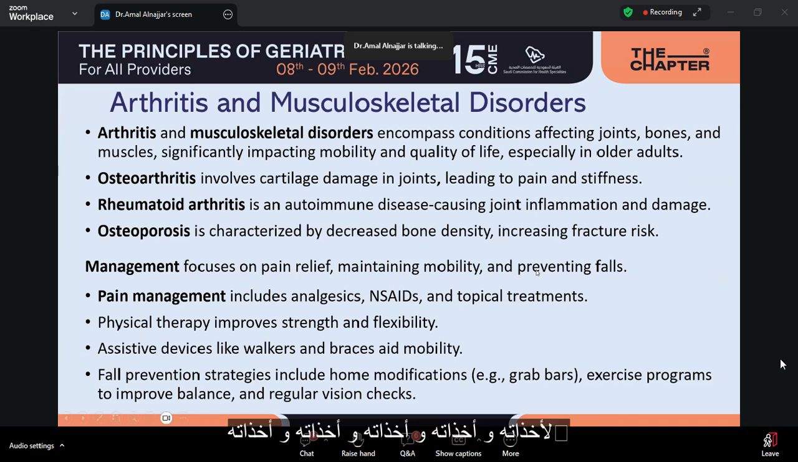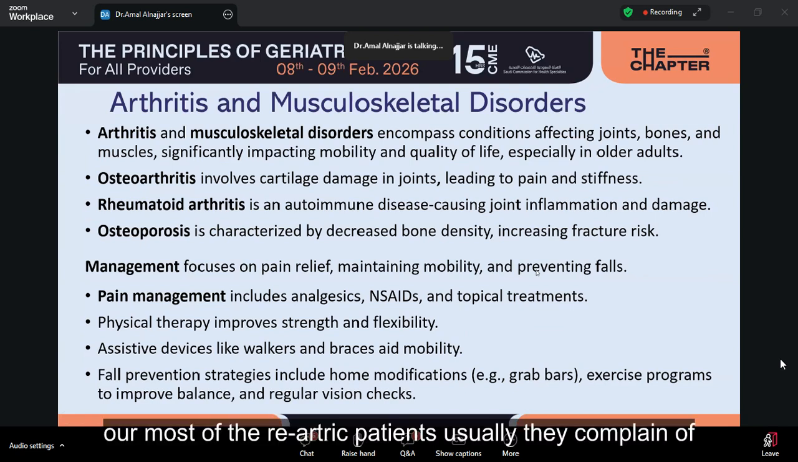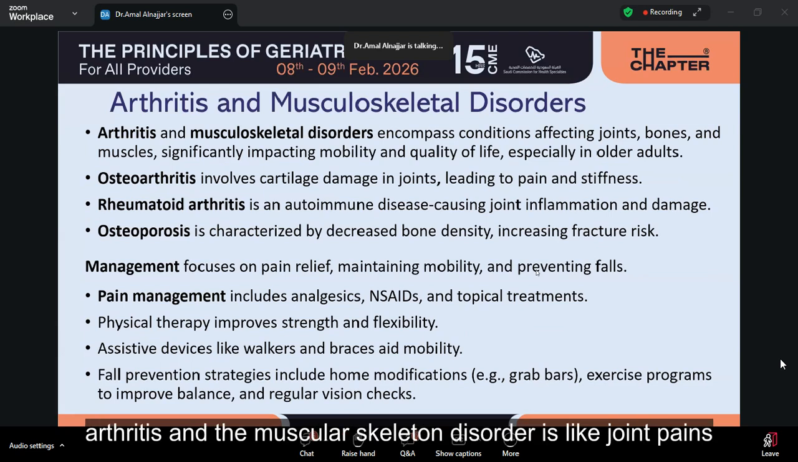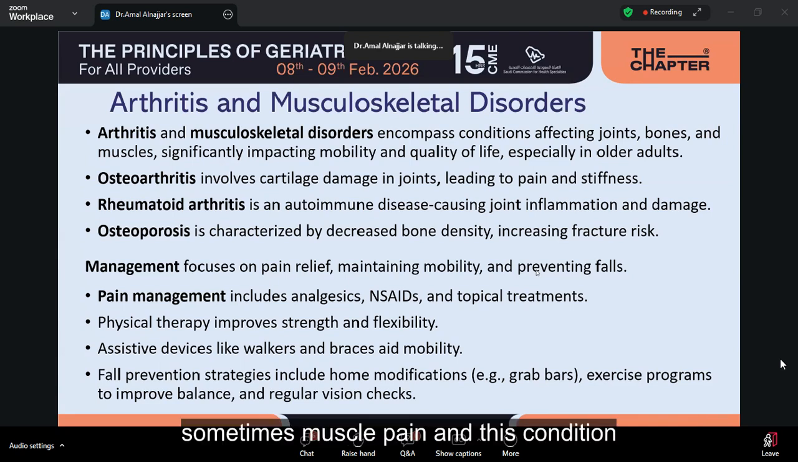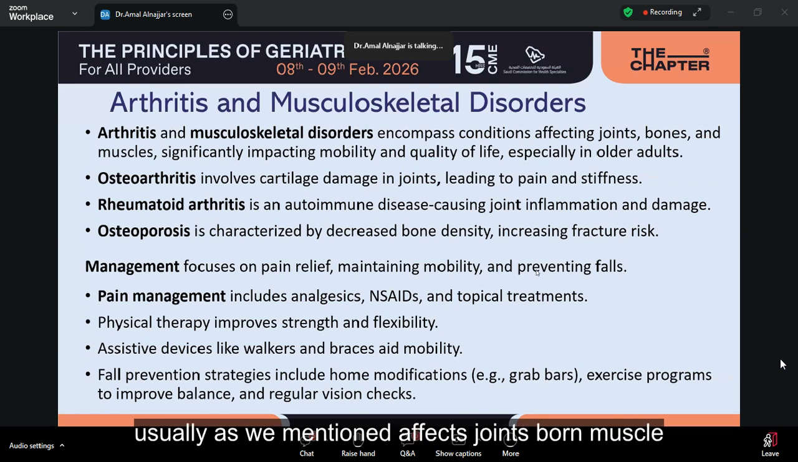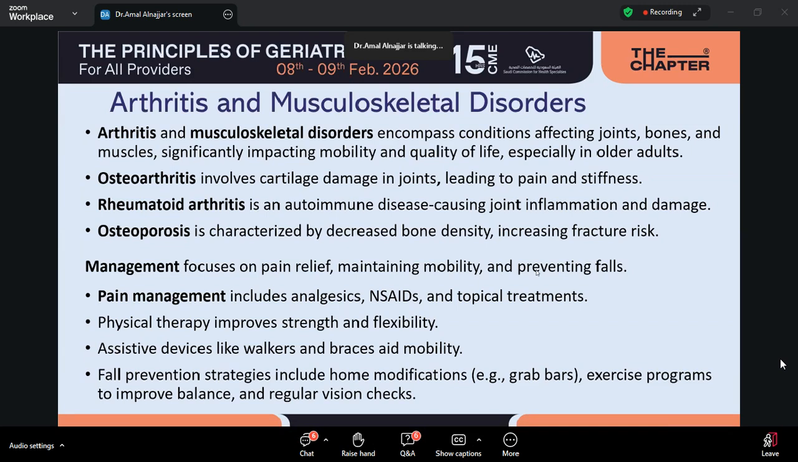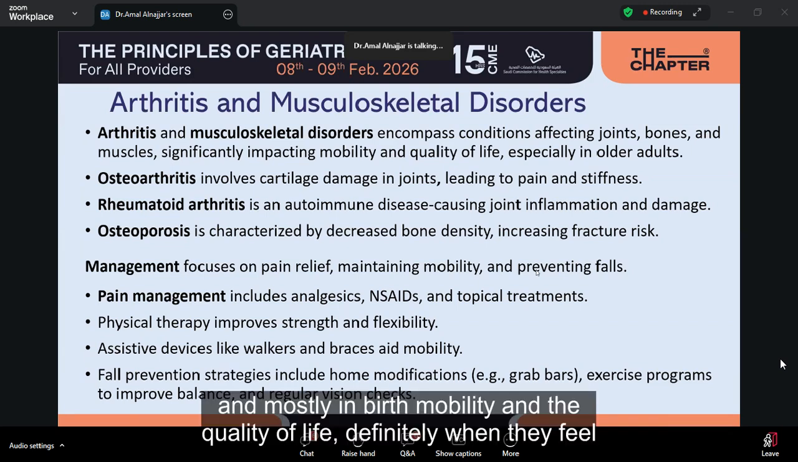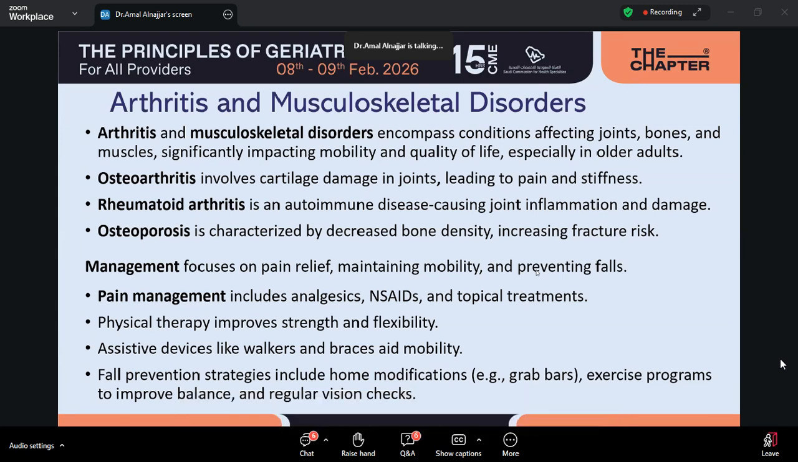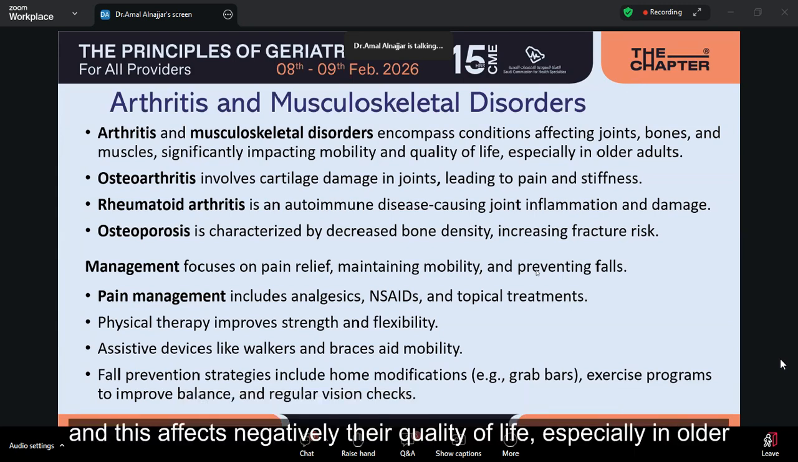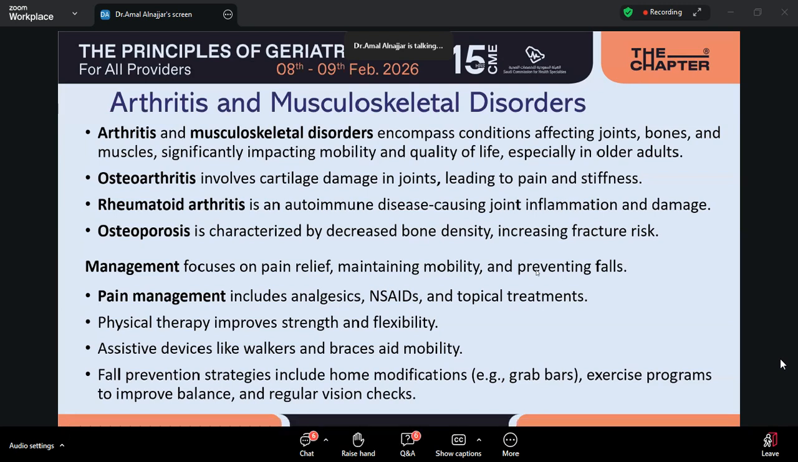For arthritis and musculoskeletal disorders, most geriatric patients usually complain of joint pains, hand ache, and sometimes muscle pain. This condition, as we mentioned, affects joints, bone, and muscle, and mostly impacts mobility and quality of life. Definitely when they feel pain on moving their legs, they prefer a resting state in order not to move. And this negatively affects their quality of life, especially in older adults.